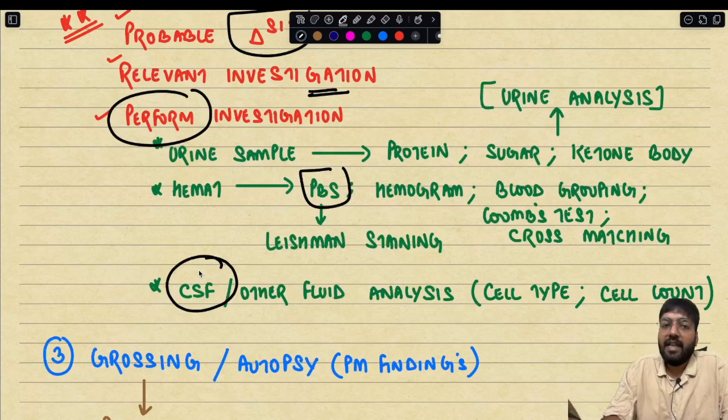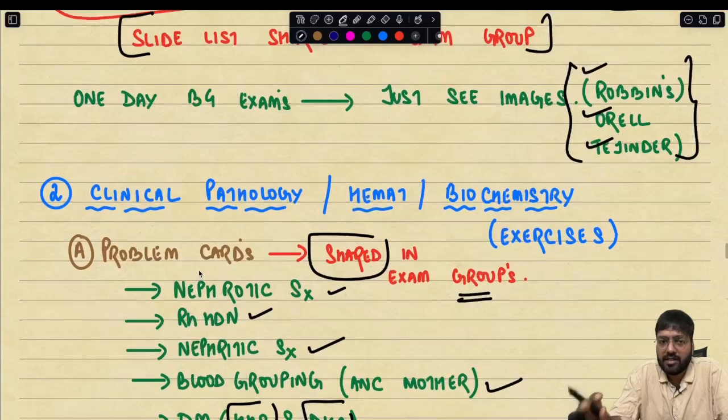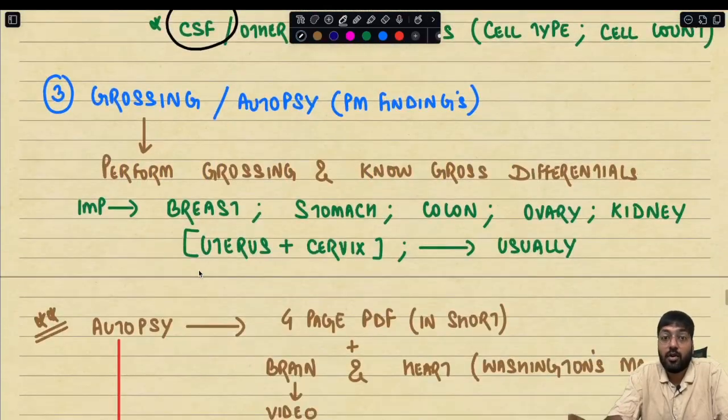So these are some of the investigations that you will have to perform yourself. These are the things that you will have to do. Now the next important heading: this was clinical pathology, then we have the grossing or autopsy.